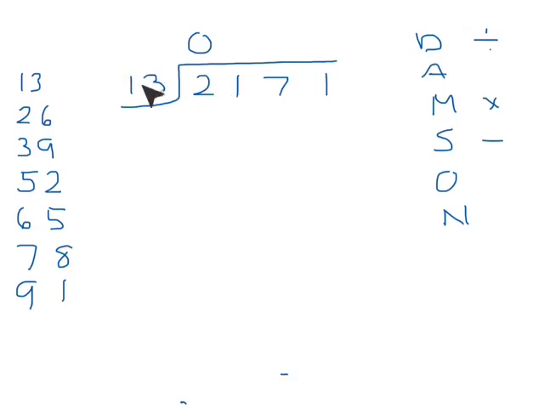And we say, how many groups of 13 can I get in 21? And by looking at our answers of the 13 times table, the closest one under 21 is 13. So we can only get one group of 13. 2 groups would be too many. So your answer is 1. Answer goes on the line.